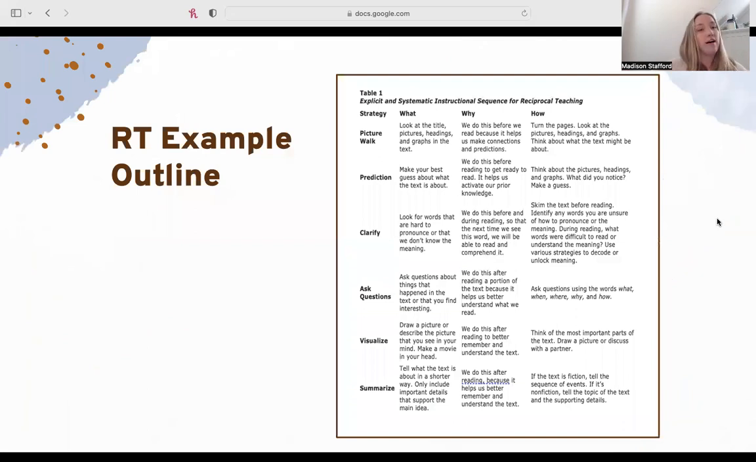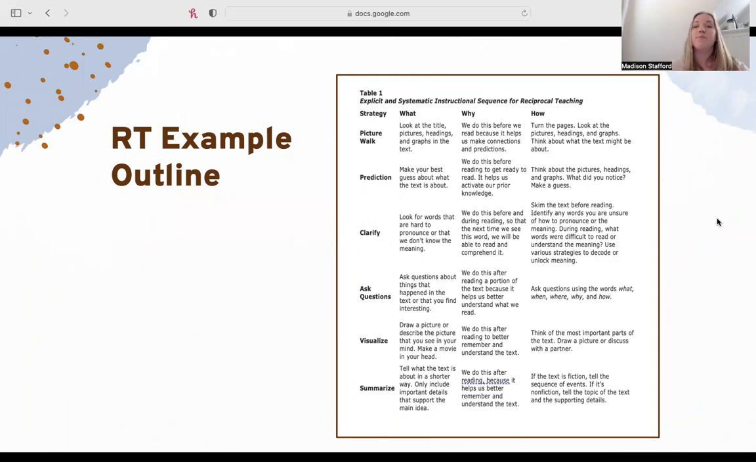Here's an example of how someone could lay out their reciprocal teaching strategy. We've talked about the importance of it, but I wanted to give you an insight of what planning for this type of instruction could look like. You'll notice that in this table that I've provided for you, it gives an example of the strategy and the what, why, and how it can be implemented. Feel free to pause the video and take a closer look at some of these strategies and how they can be implemented.